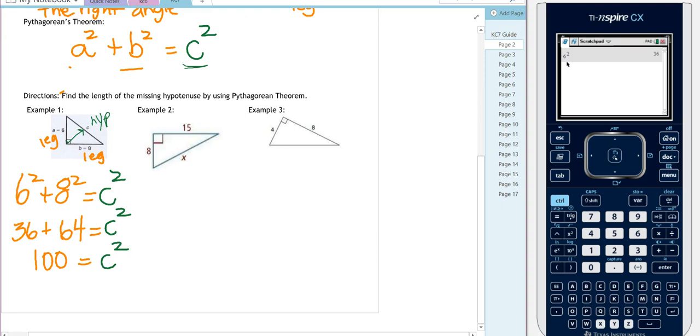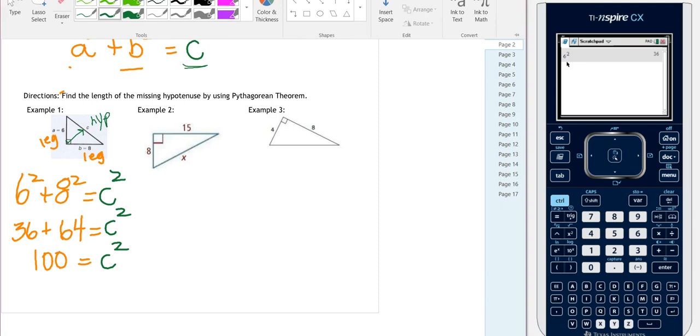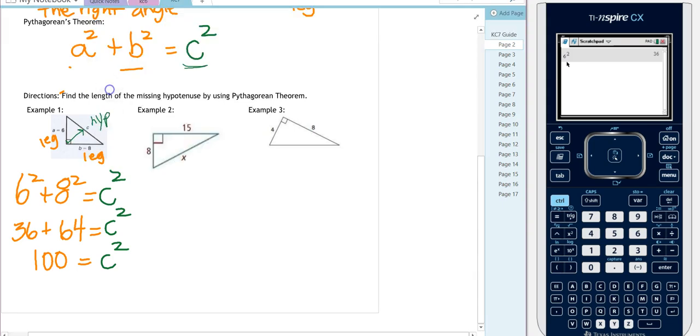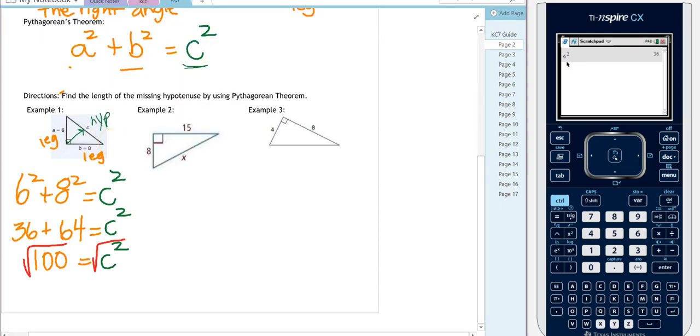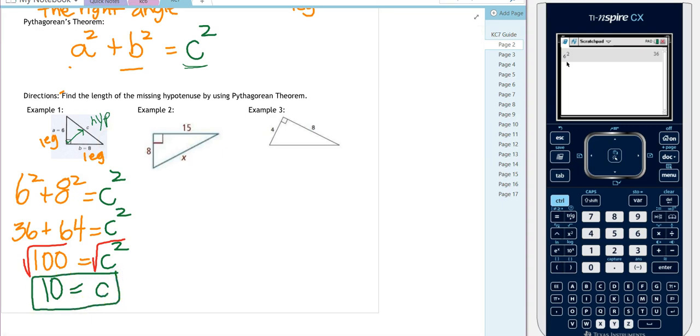Now I want to solve for c. The way I solve for c is that I want to get rid of that square. To undo a square, you have to take the square root of both sides. The square root of 100 is 10, so 10 equals c. That is going to be the length of my hypotenuse. This would be 10. All right, so let's try it again.